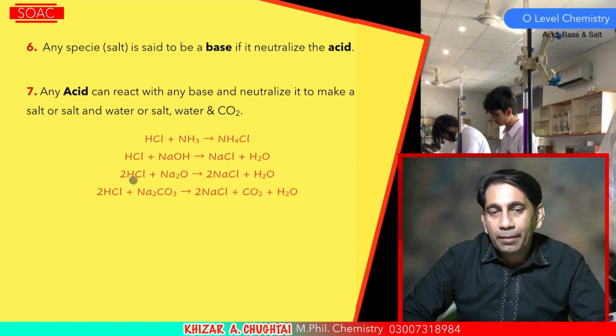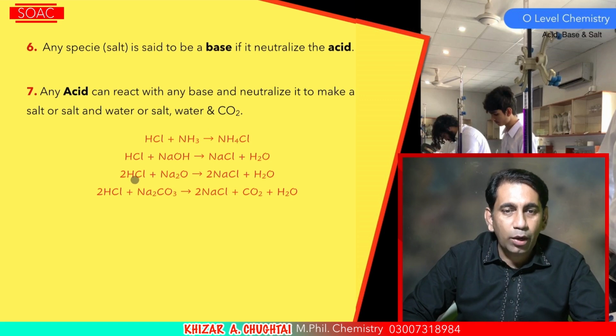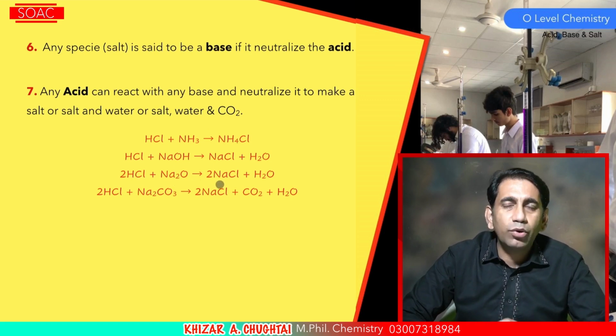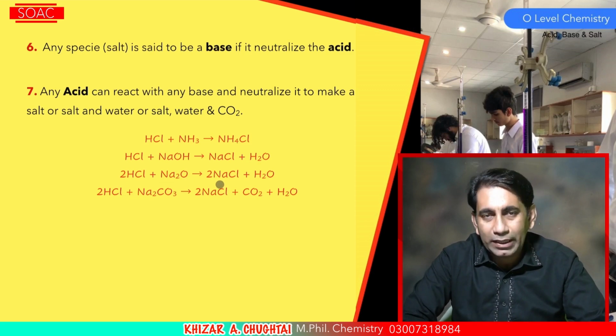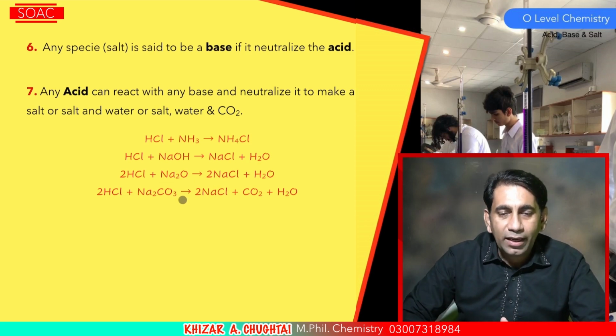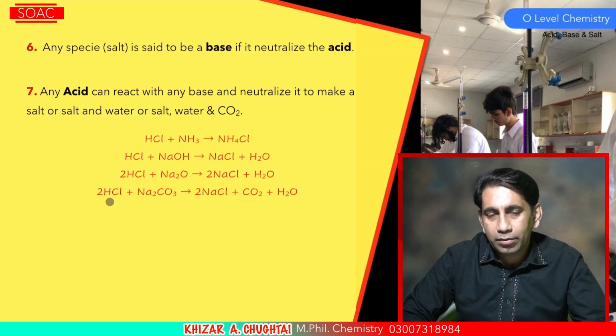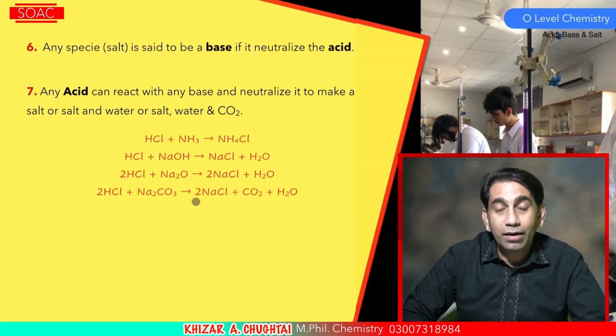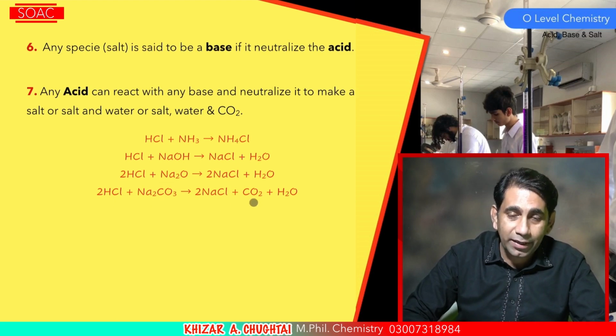When hydrochloric acid is allowed to react with any base like sodium oxide, it's going to make sodium chloride, salt, and water. And in the last reaction, when hydrochloric acid or any other acid is allowed to react with carbonate, it's going to make salt, carbon dioxide and water.